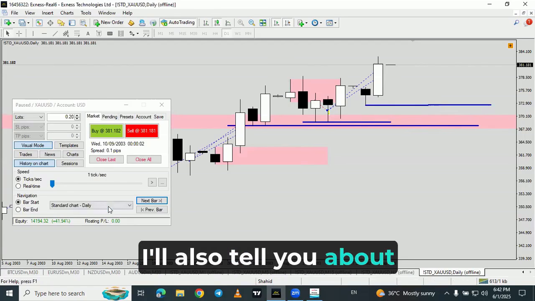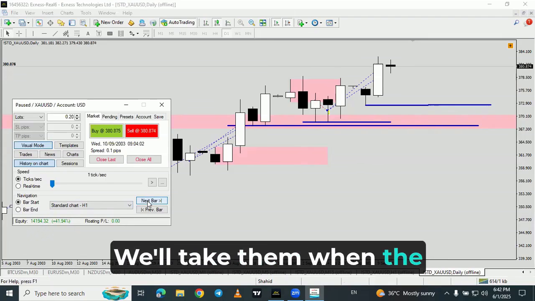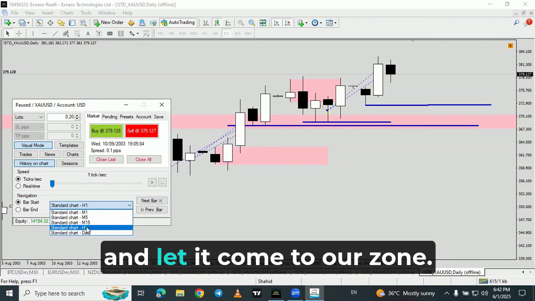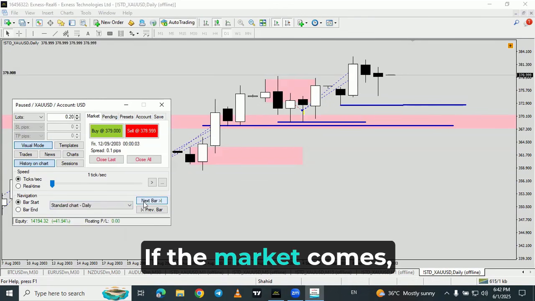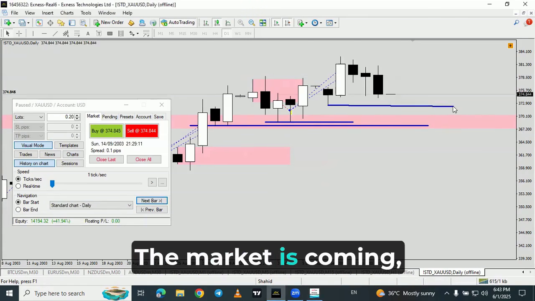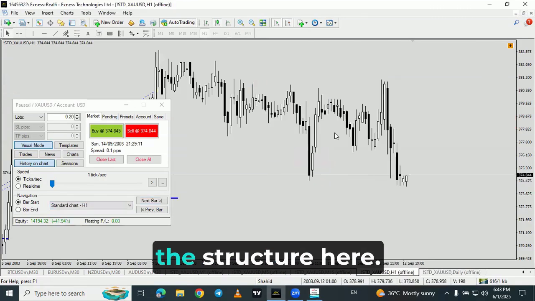I'll also tell you about the entry modules, which ones to take and which ones not to take. We'll take them when the entry is made. All right, let's let the market run, put it on the daily and let it come to our zone. If the market comes, we'll polish it. See, it's coming near our zone. After that, we can start detecting the structure here.